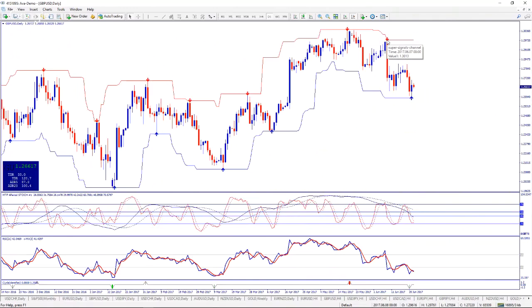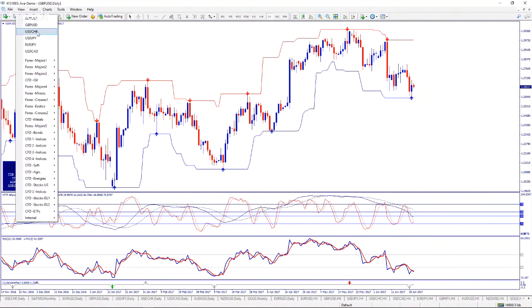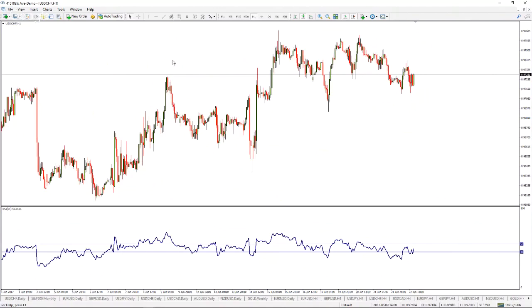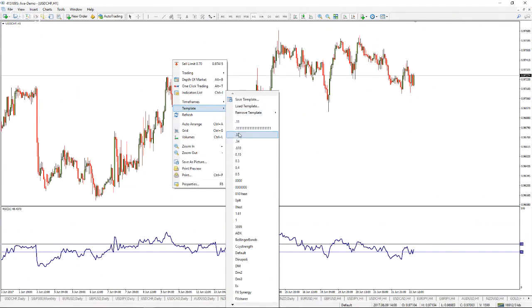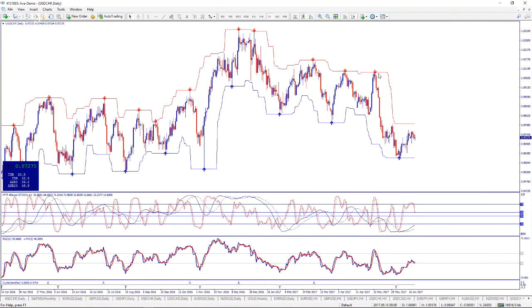Oh, do I have the right chart? This is the sterling dollar. Are you looking at the euro chart? CHF. Okay, you're looking at the Swissy. One second. So the current swing that's in play on the Swissy is this one.